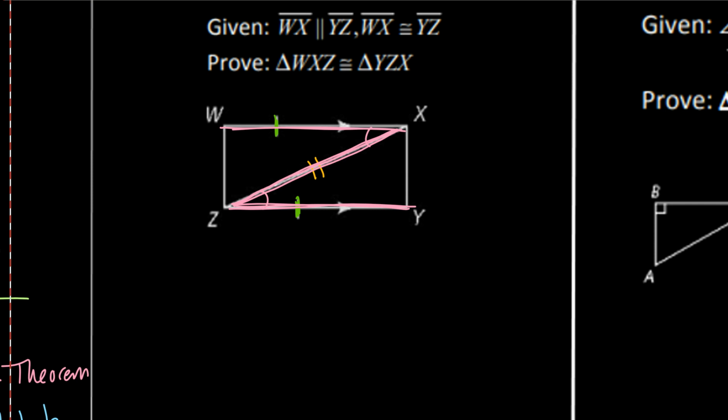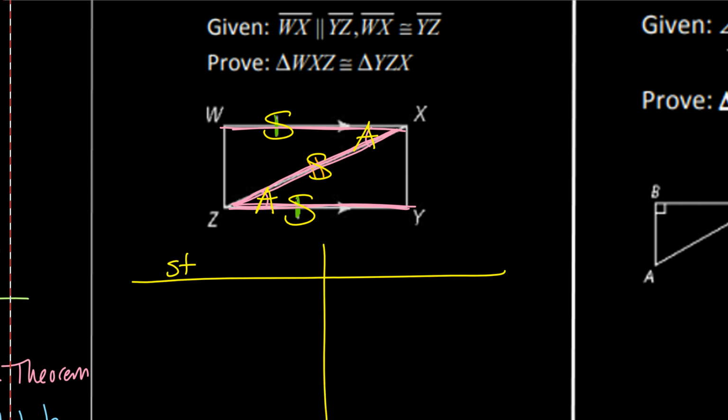Perfect. So now, are all the parts I know congruent marked congruent? Yes. So now I can mark with S's and A's. So I have an S, an S, an S, an A, and an A. So how are both of these triangles congruent? By SAS. Good. So now I can start writing my proof.